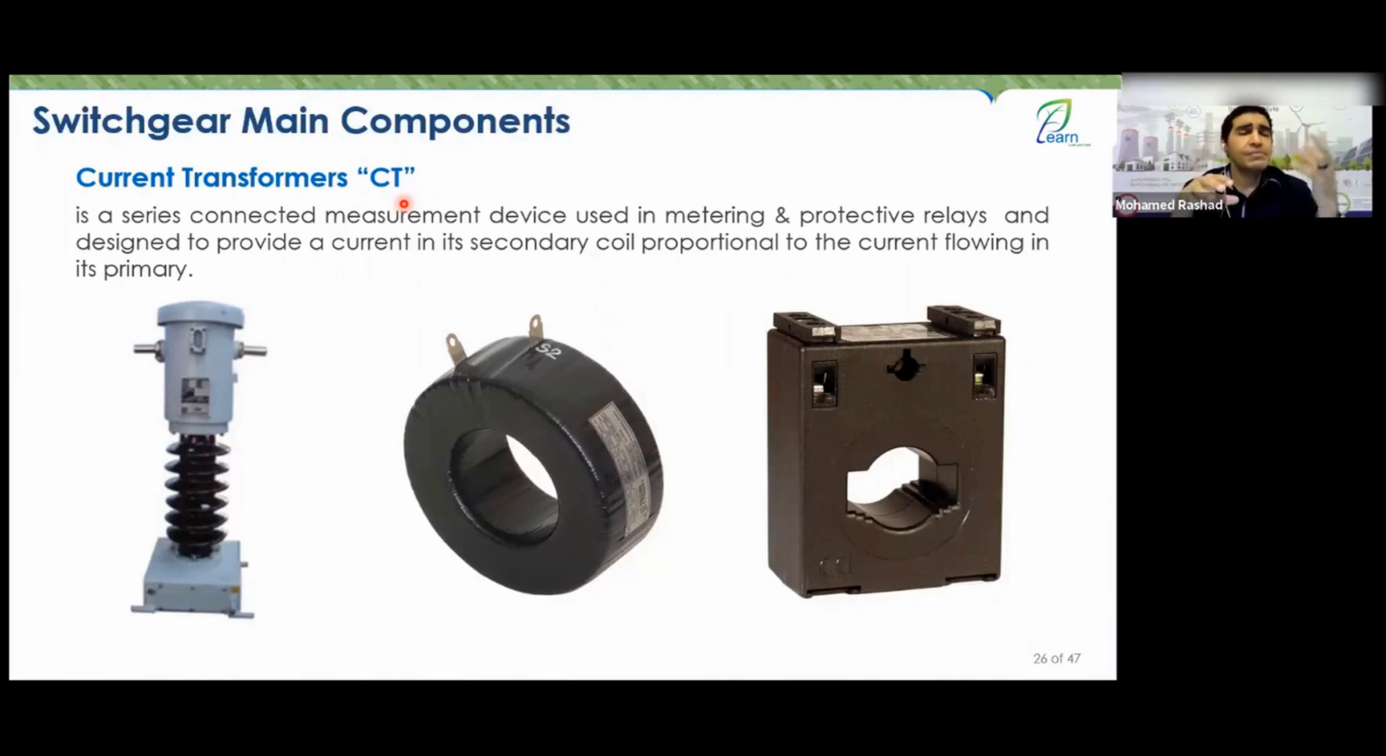And always, what does it do? It essentially steps down the current, meaning it significantly reduces the current from high values to lower values, which can be effectively handled. I can use them with various measuring and protection devices, such as metering devices like the ammeter, power meter, energy meter, or protection devices like the IEDs, which are specifically protection relays.